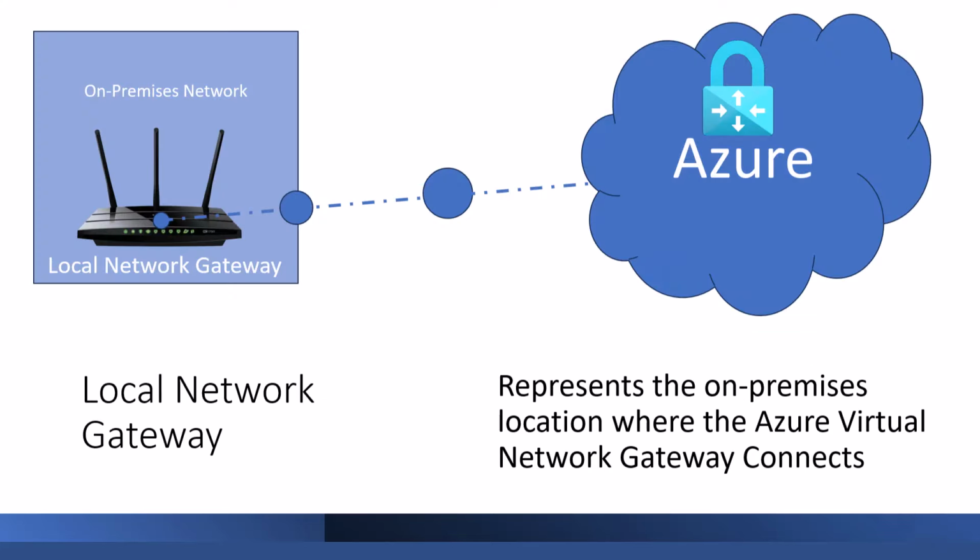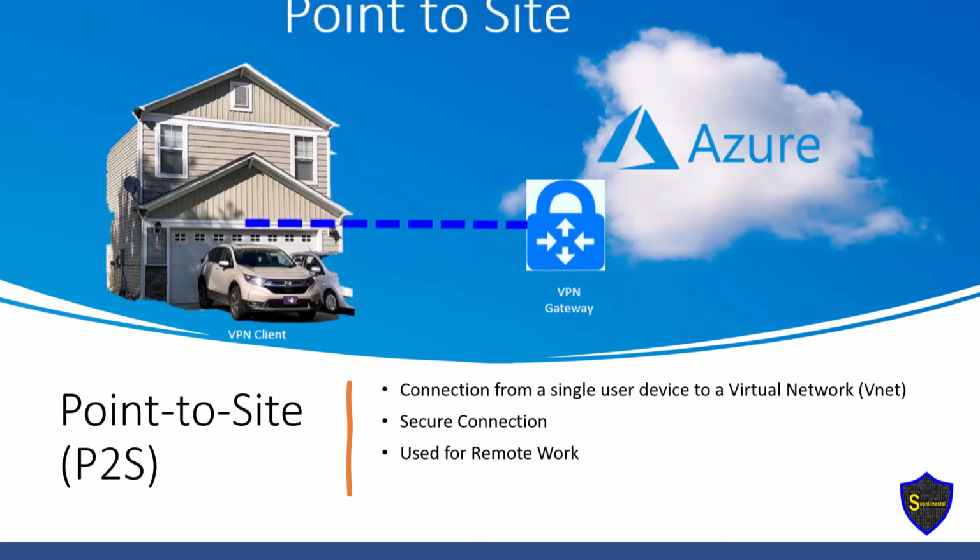A local network gateway in Azure is the resource representing the on-premises location, otherwise known as the site, where an Azure virtual network gateway connects. It defines the public IP addresses and the address space of the on-premises network. It essentially bridges the Azure virtual network and on-premises networks to establish secure, private, and encrypted connections. The local network gateway is sometimes referred to as a VPN appliance.